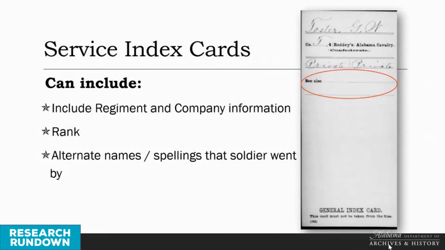Service index cards can provide clues for further ways to search for your soldier. They include regiment and company information, rank, and can provide alternate names or spellings of names that the soldier went by or was filed under. The See Also section is circled here, and you will note that it is blank for this soldier. If alternate names were available, they would typically be listed here.